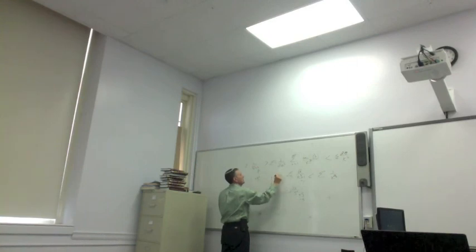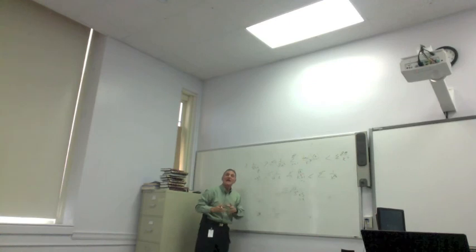Which is the same as 1 over square root of 2 times k, which is a divergent series.